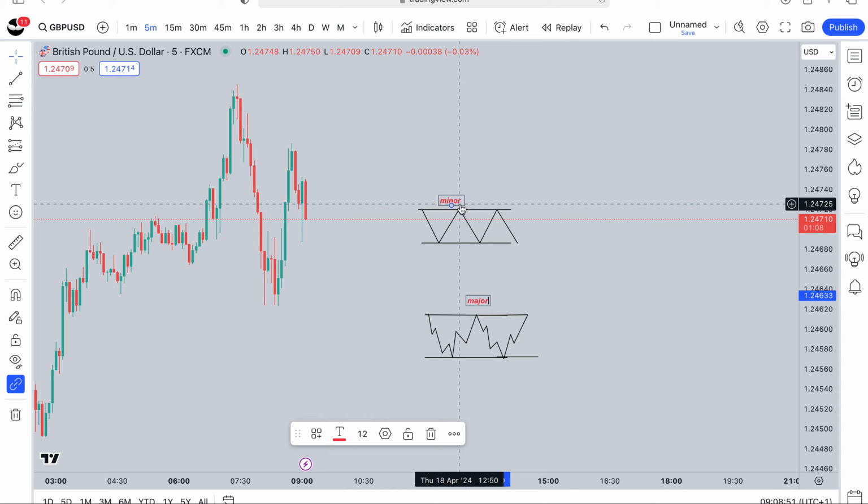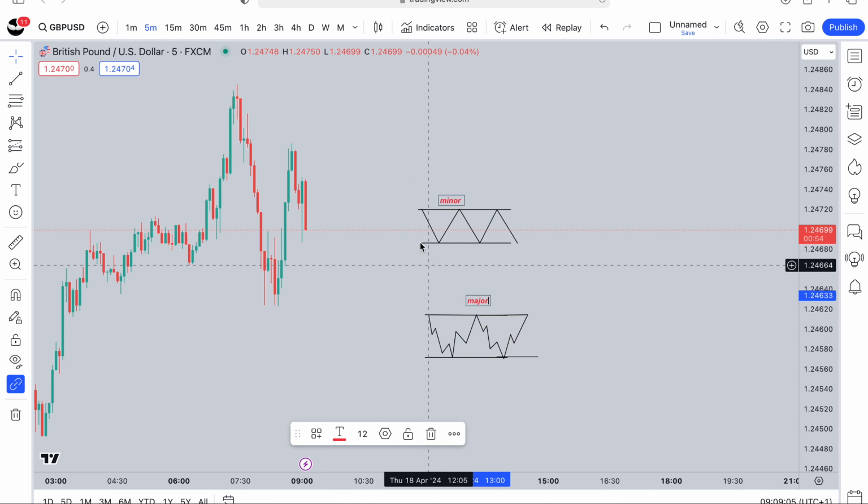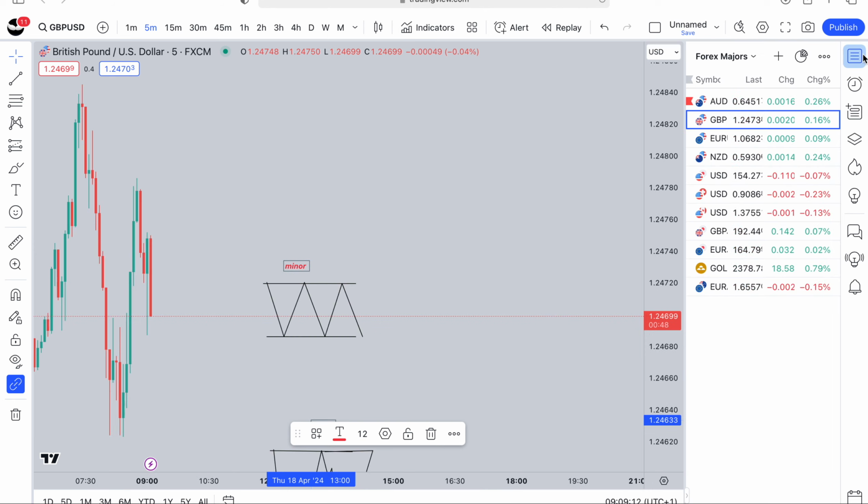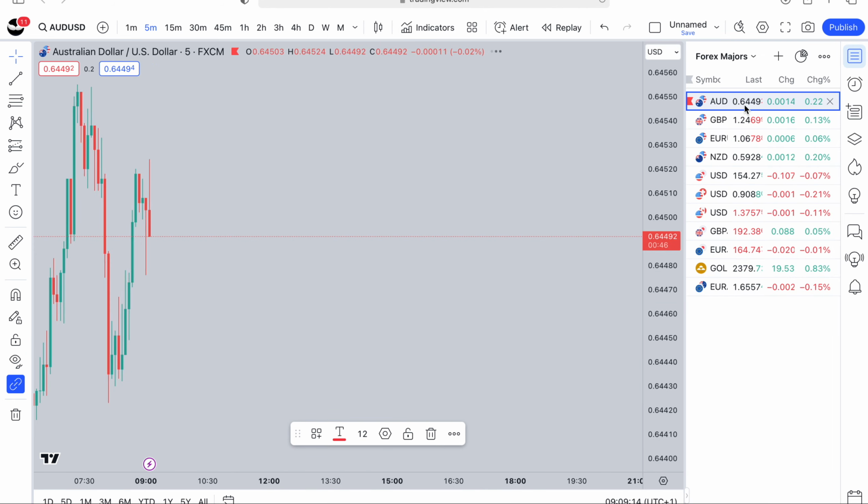Your minor consolidations are just your typical ranges going up and down, and then your major ranges are pretty much where price is smashing loads of different levels and trending within this whole big move. You usually see this on the higher time frames, where this is what you see on the lower time frames.